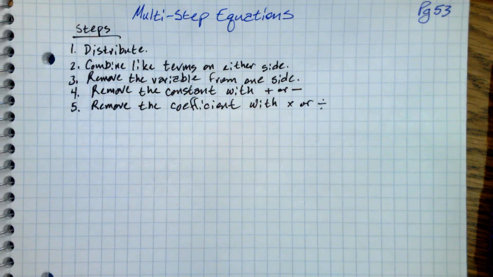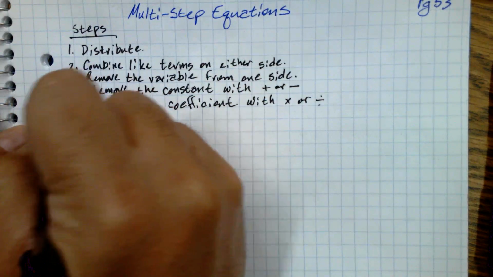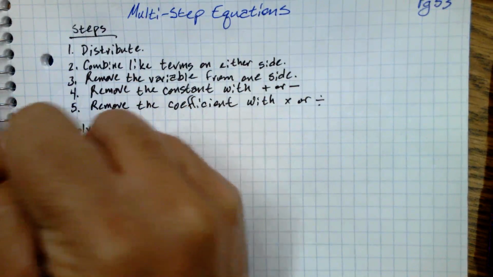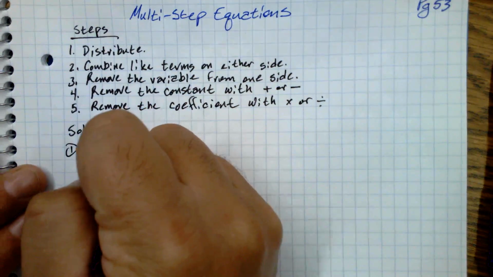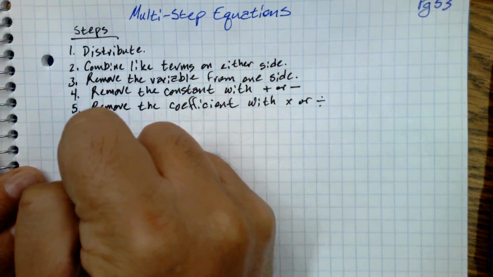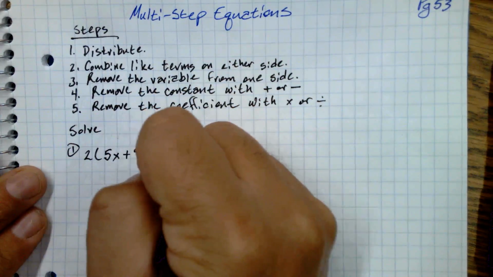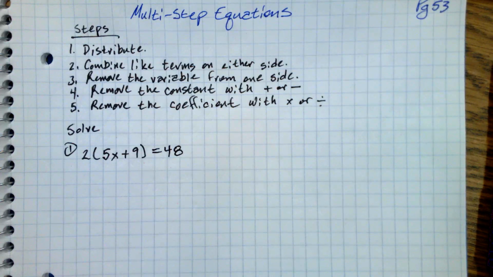So, okay, here we go. Number one, let's solve. The first equation we're going to solve is the following: 2 times the quantity 5x plus 9 equals 48. Okay? And we'll basically follow these steps.